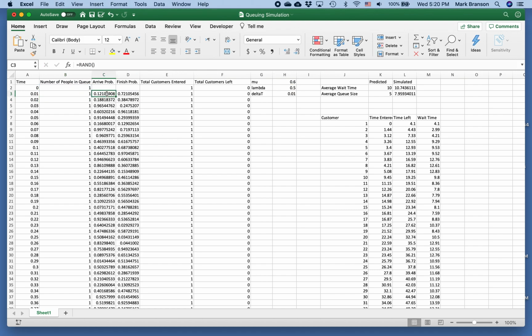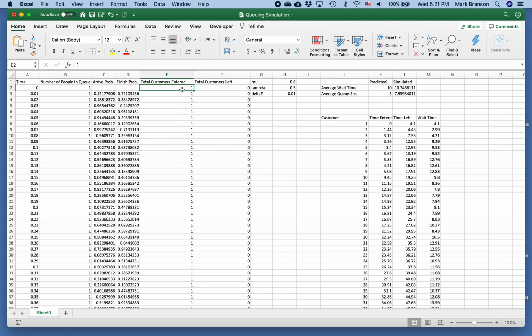Okay? So my arrival probability and my finish probability are just random numbers between zero and one. We're just using those as environmental stochasticity, where we're checking whether mu delta t is less than that number and whether lambda delta t is less than that number to decide whether somebody arrives or leaves. Okay?